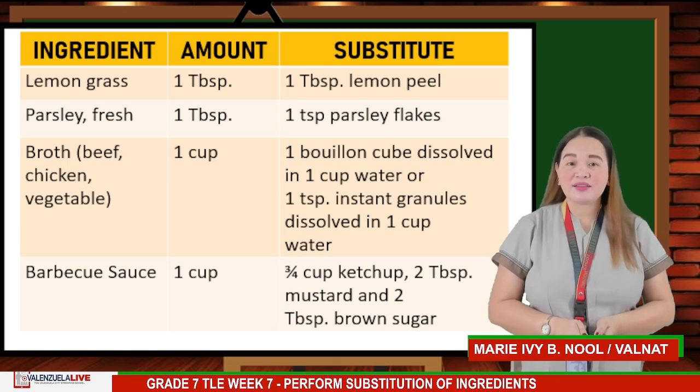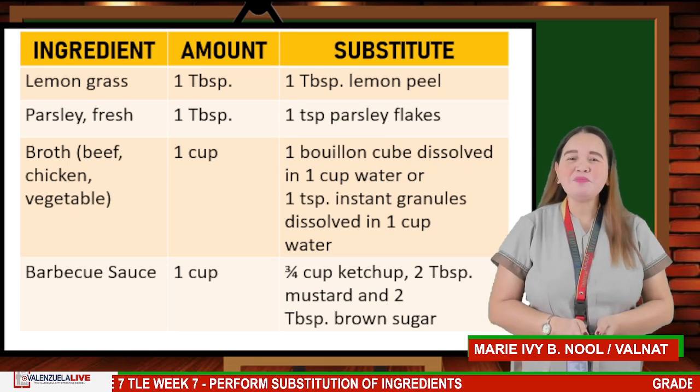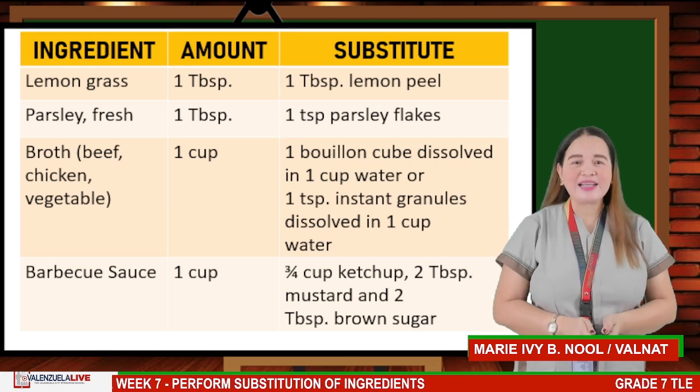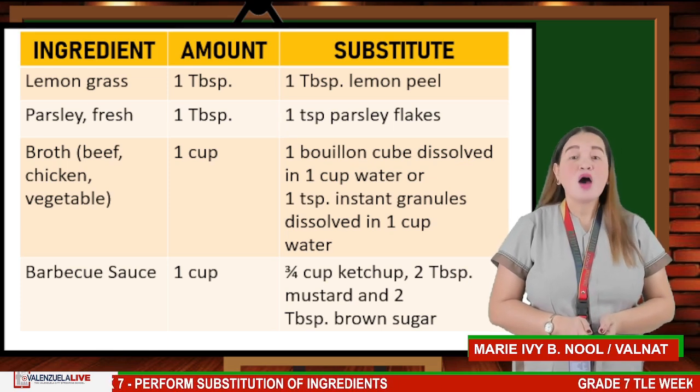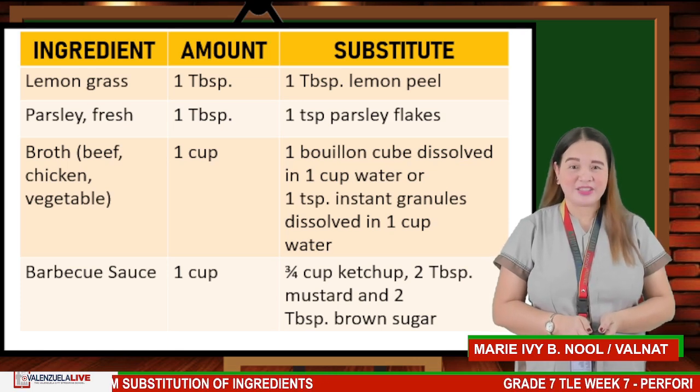1 cup of broth like beef, chicken, or vegetable: 1 bouillon cube dissolved in 1 cup of water, or 1 teaspoon instant granules dissolved in 1 cup of water.